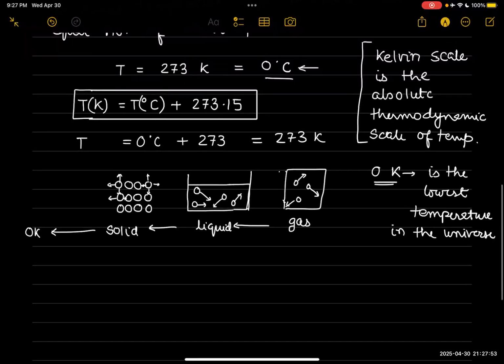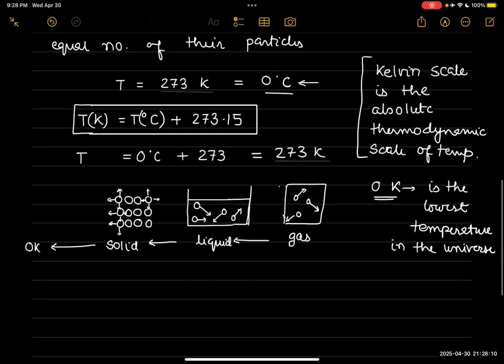Clear. So in the thermodynamics chapter, we are going to use the Kelvin scale only. In chemistry also, we are going to use the temperature in Kelvin. Got it? So this 0 Kelvin in degrees Celsius, how much will it be? Can you tell me?